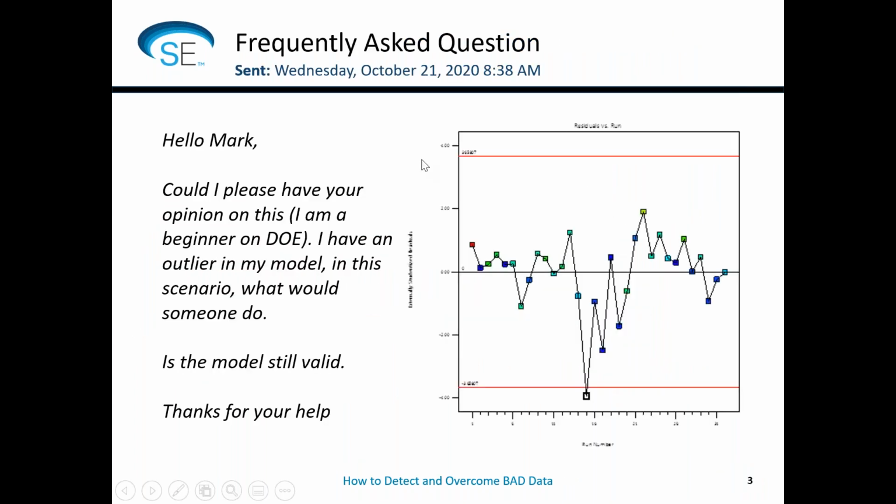Our agenda today I'm going to get to in just a minute, but it's interesting because literally a few minutes ago, this morning, I got this question. "Hello, Mark. Could I please have your opinion on this? I am a beginner on DOE. I have an outlier in my model, and this is showing up in the diagnostics from DX, in the residual versus run chart, which is one of my favorite charts. I always look at this because stuff is always happening. So what would someone do? Is the model still valid? Thanks for your help."